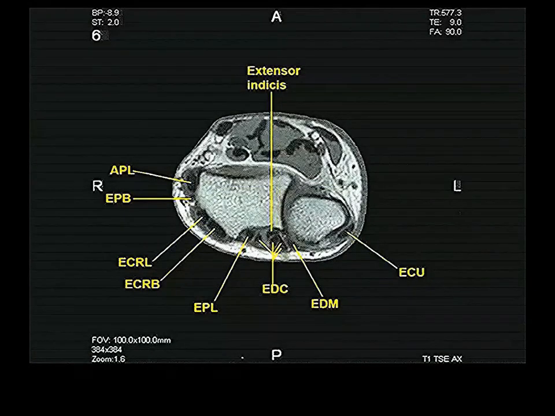Now here they are. Here are the first 2 in the first compartment. Here are the 2 in the second compartment. Here's the 1 in the third compartment. Here are the 5 in the fourth compartment. Here's the 1 in the fifth compartment. Here's the 1 in the sixth compartment. So you'll see all that in this section today.